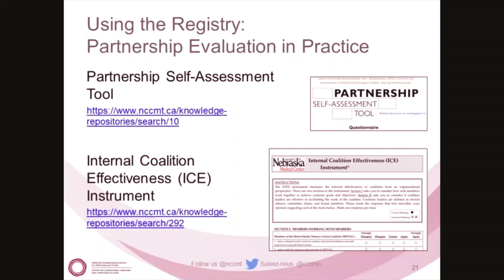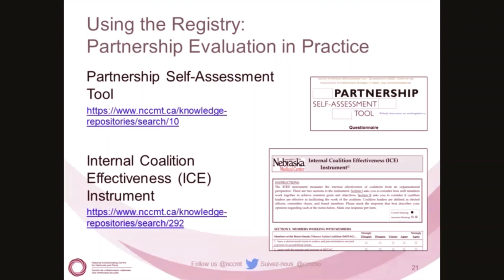I was able to find the partnership self-assessment tool through the NCCMT database, as well as something called the Internal Coalition Effectiveness Instrument. Using both of these tools, I was able to pull what I could to adapt something that I could use as a starting point, and I merged that with the requirements from the terms of reference from this group, with what they had identified within their terms of reference as criteria for effectiveness for their working group.